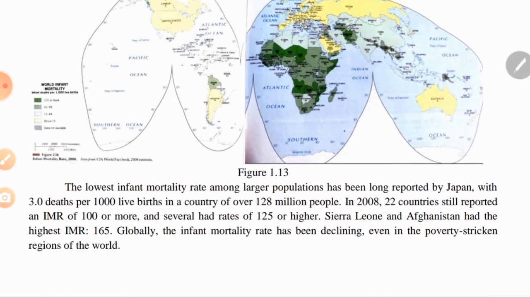Then, the lowest infant mortality rate among larger populations has been reported by Japan, with 3 deaths per 1,000 live births in a country of over 128 million people. In 2008, 22 countries still reported an IMR of 100 or more, and several had rates of 125 or higher. Sierra Leone and Afghanistan had the highest IMR, which is 165. Globally, the infant mortality rate has been declining, even in the poverty-stricken regions of the world.